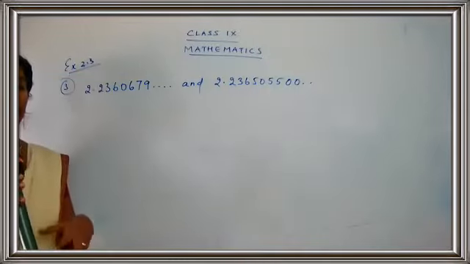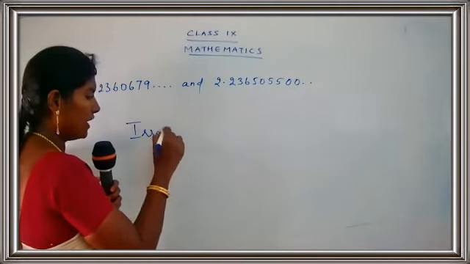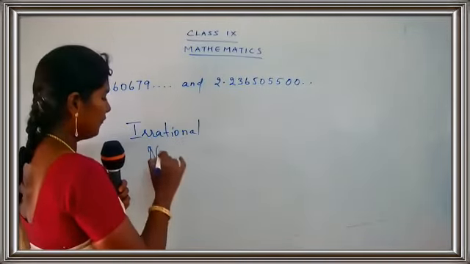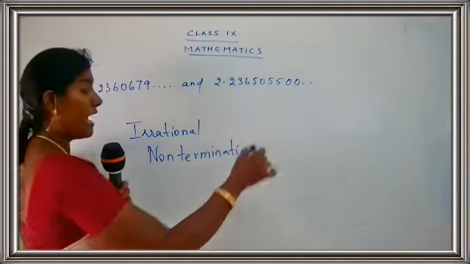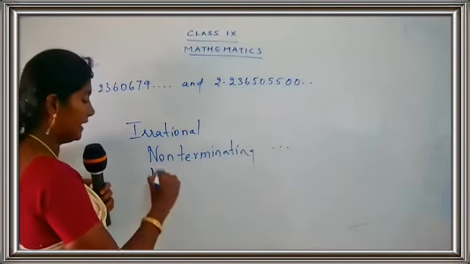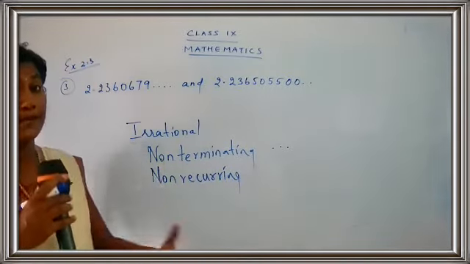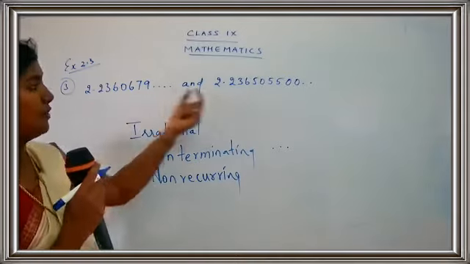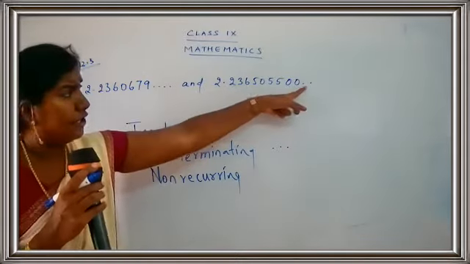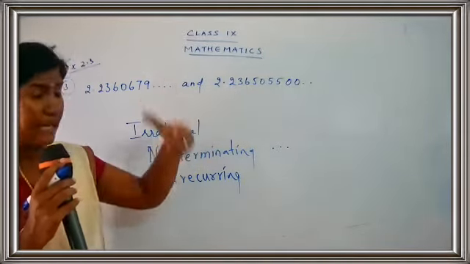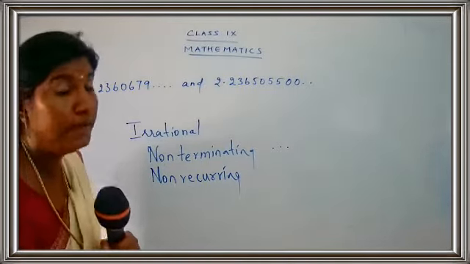Now here the thing is to find the rational number. In the previous sum we found an irrational number. Irrational numbers are non-terminating and non-recurring. What is the meaning of non-terminating? It never stops, you have a continuing dot dot dot. Non-recurring means you don't have a set of numbers repeating again and again. You can call these numbers irrational numbers because they continue and no particular set of numbers repeats. So we have to find the rational number between these two numbers.